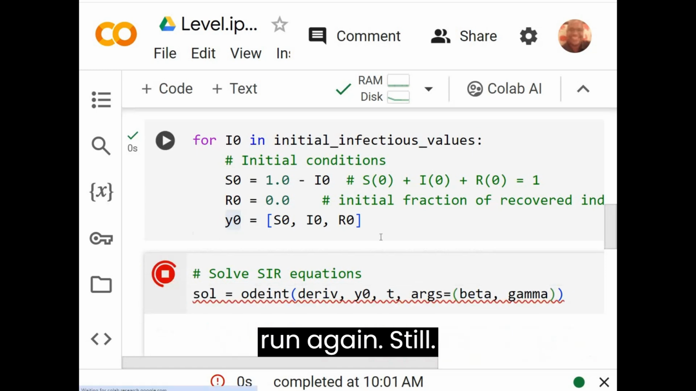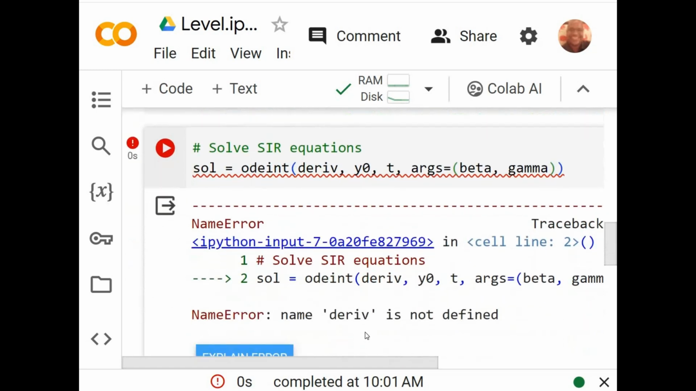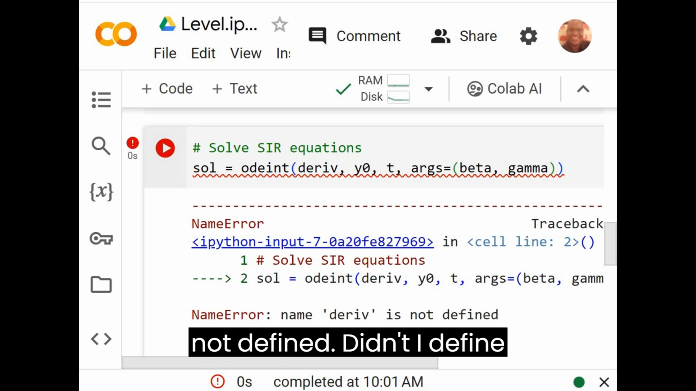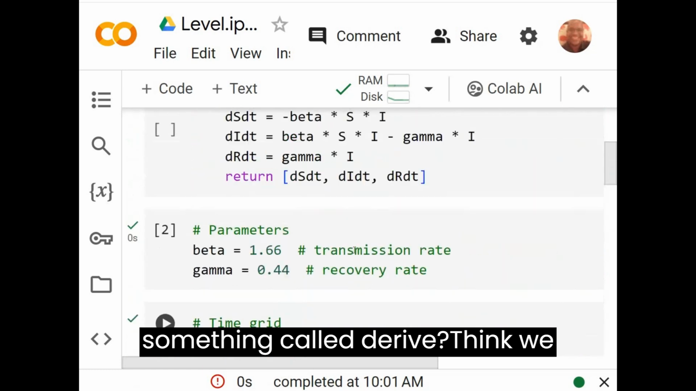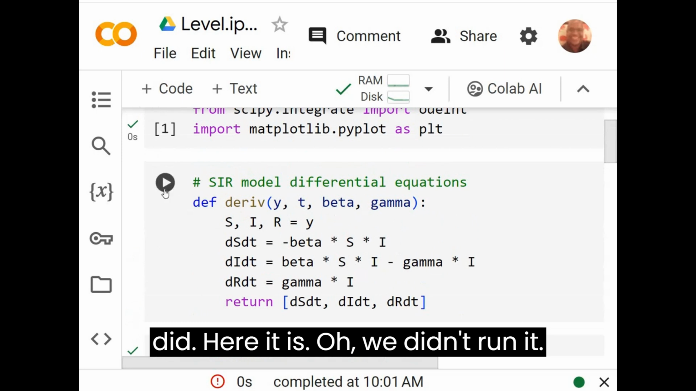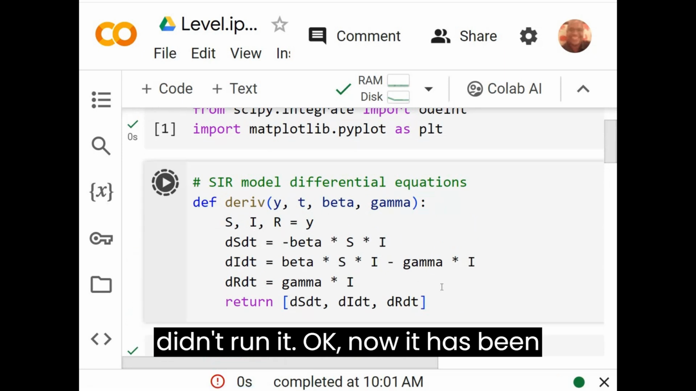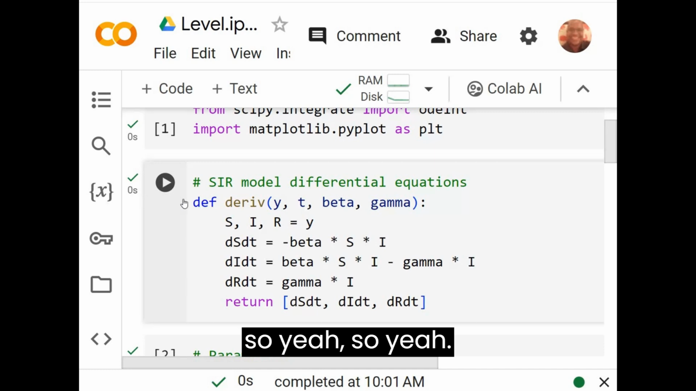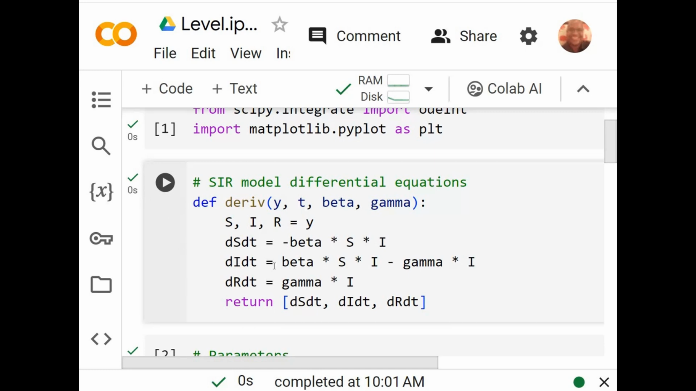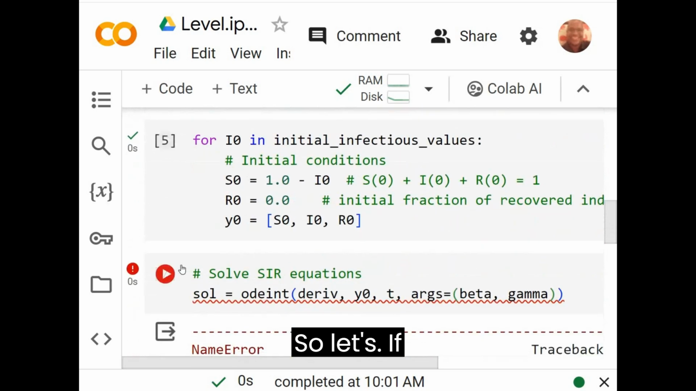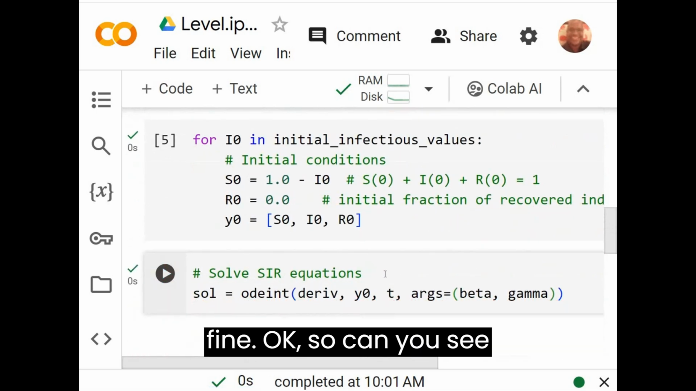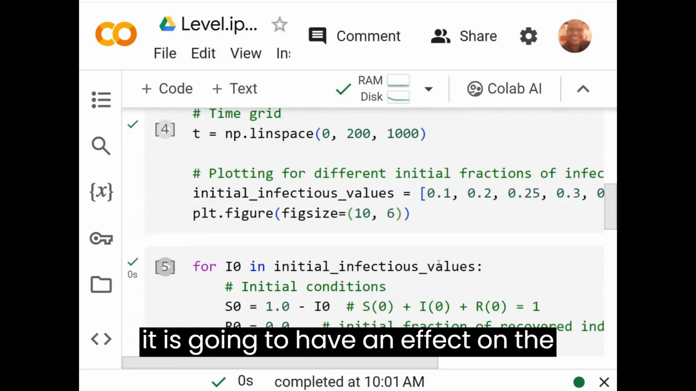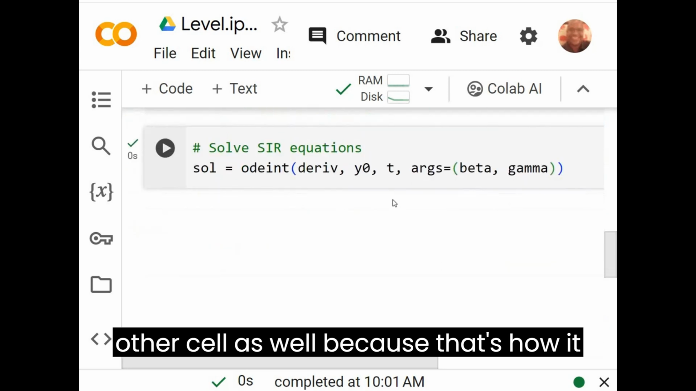Then I run again. It's still saying there is derive that is not defined. Didn't I define something called derive? I think we did. Here it is. Oh, we didn't run it. We just wrote this function, but we didn't run it. Okay, now it has been run. So let's see if this is still a problem. Yeah, now it's fine. Okay. So can you see that if you don't run a cell, then it is going to have an effect on the other cell as well, because that's how it works.